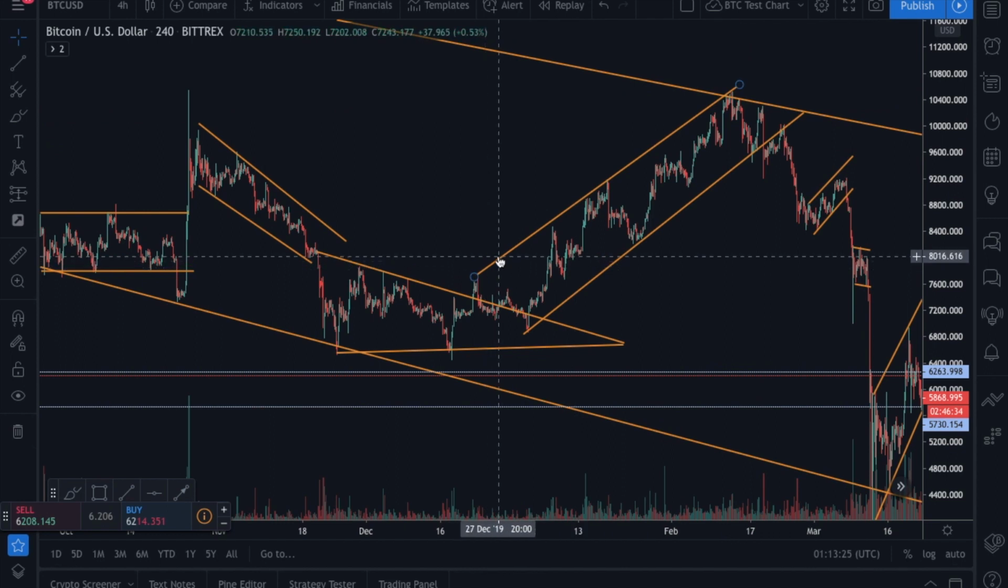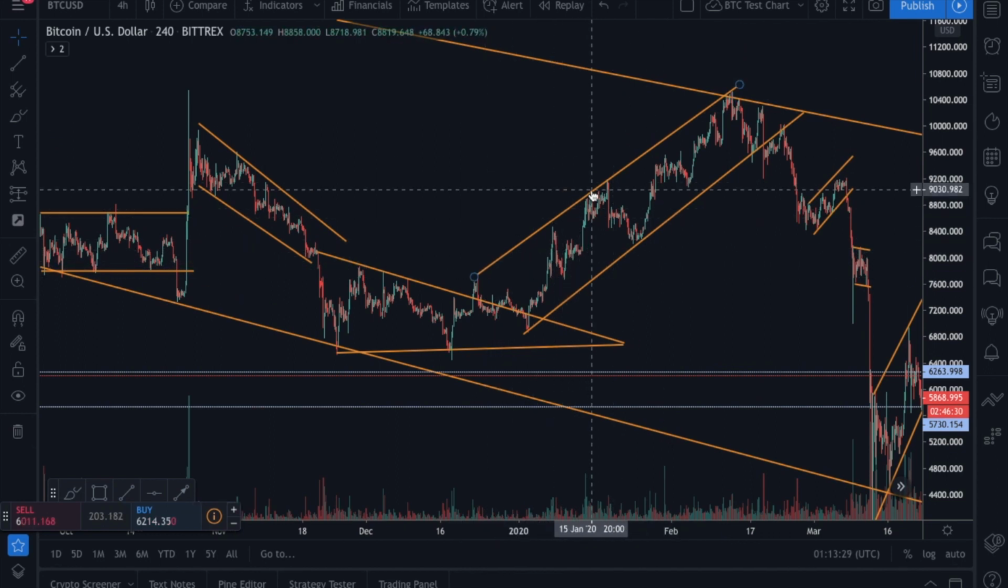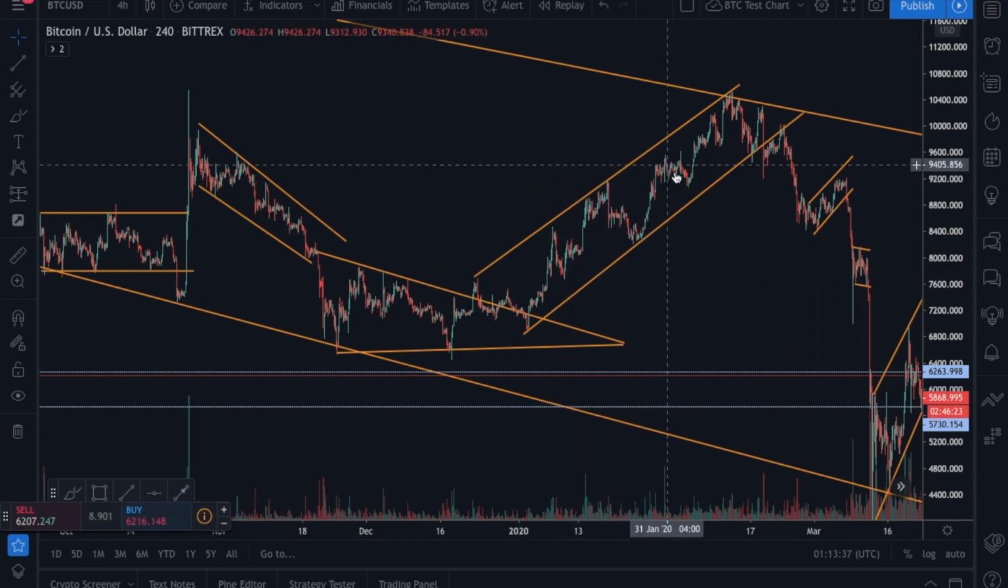And also when you see the upward channel, we were making higher highs and higher lows here, right? Higher highs, higher lows, and so on.